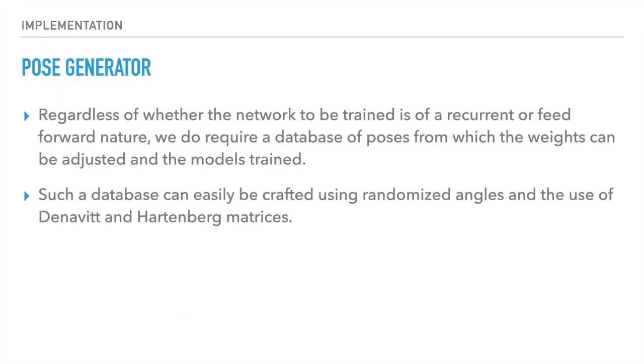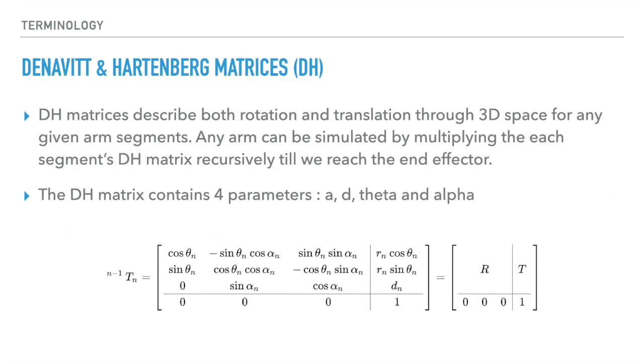To train either model, our first task was to create a forward pose generator to build a training database. This was done by randomly initializing angles uniformly along the given angle ranges of each arm segment. Said angles are transformed into DH matrices which describe both rotation and translation through 3D space for any given arm segment. Any arm can be simulated by multiplying each segment's matrix recursively until we reach the end effector.